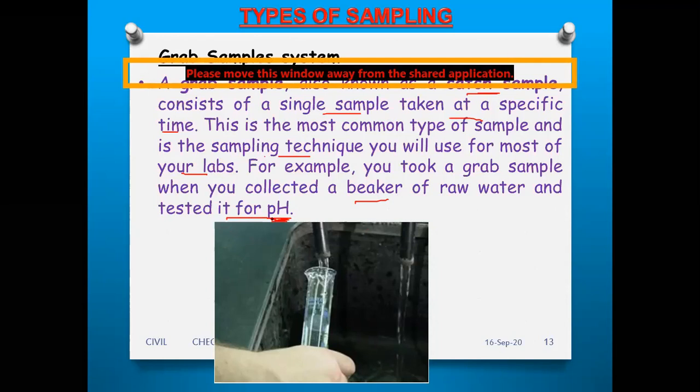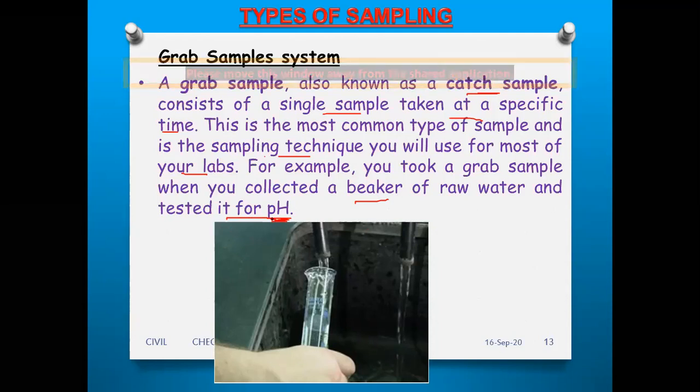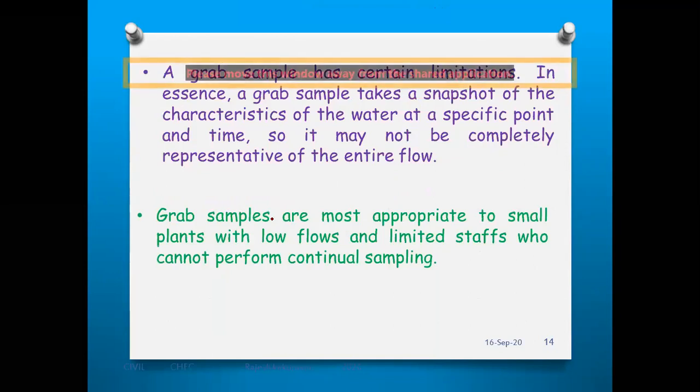Industrial water has one pH value, the water we drink has another pH value, rainwater has another pH value. Like this, in chemistry in school days, in 8th or 9th standard, you have learned about the pH value, right? Next, once we take the water through the beaker, you are testing for the pH value.